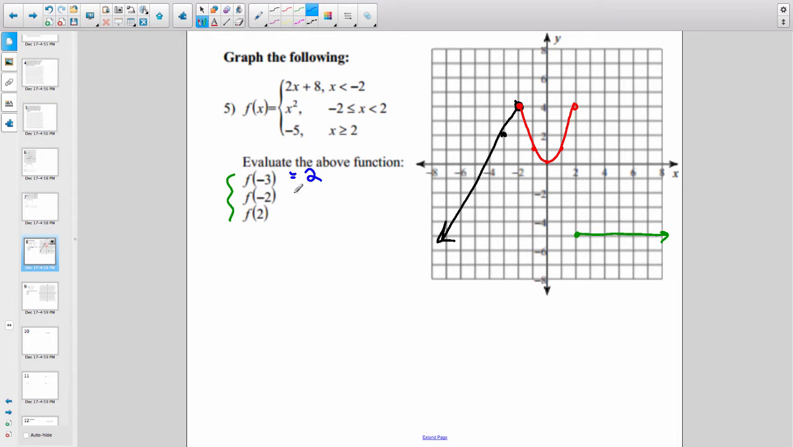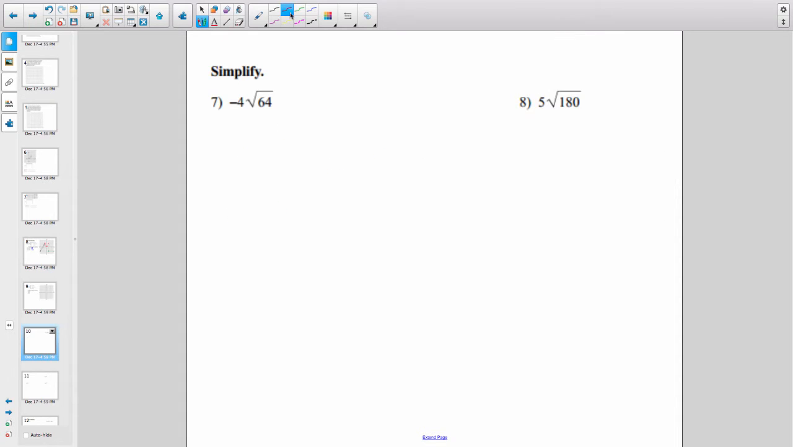When I'm at -2, I look up and I'm part of the parabola right now. And that value is 4. Last but not least, +2. If I go along the x-axis to +2, okay, I am not the parabola because notice the hole. I live down here on that line we graphed, and that was -5. Okay, so that is graphing a piecewise function and then evaluating.